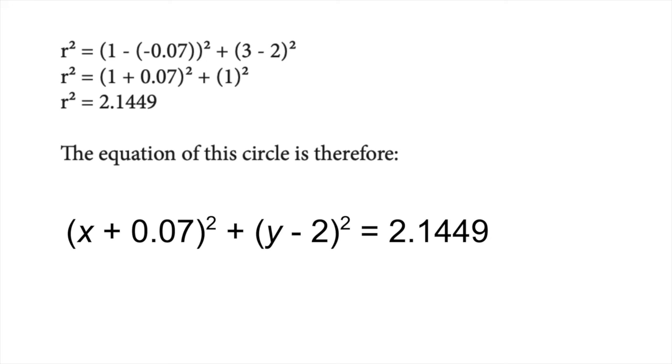So going back to the start of the lesson, we said we can differentiate circles by their center and their size. So we have now come up with an equation that clearly states that this is the equation of the specific circle with a center at negative 0.07 and 2 and a radius of 2.1449.